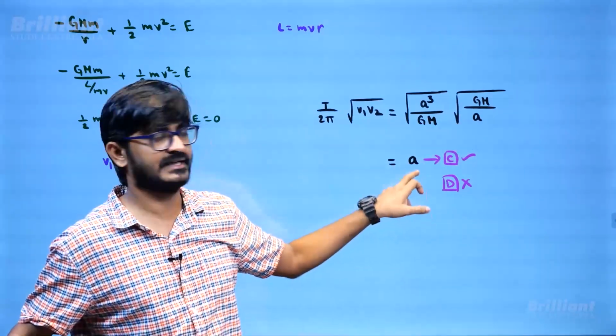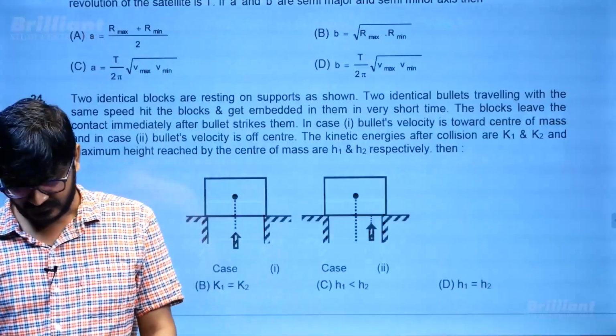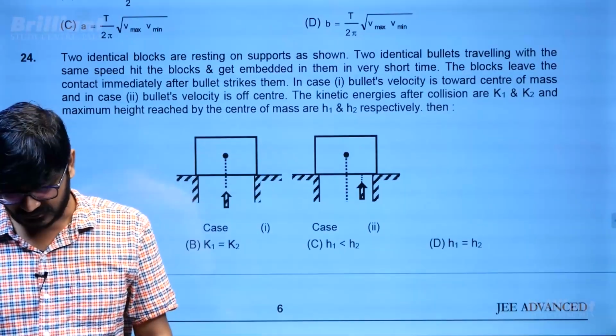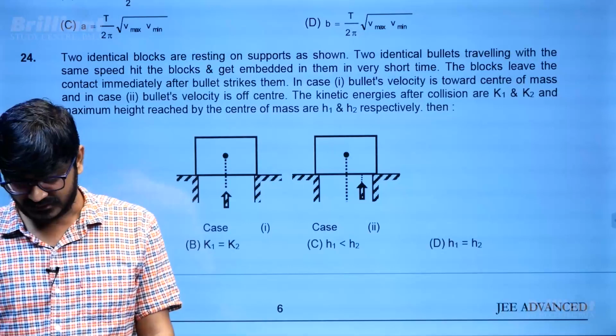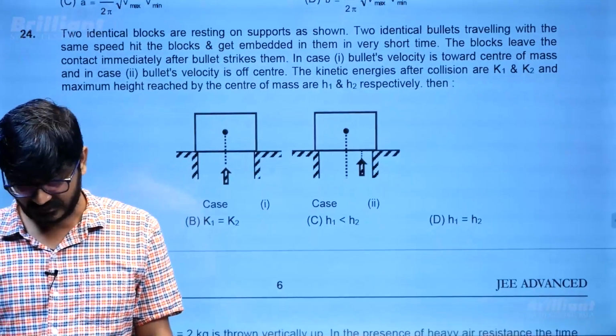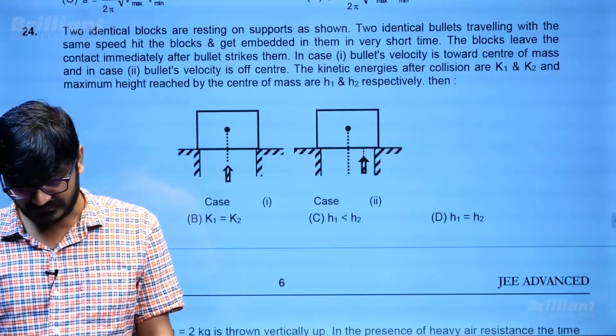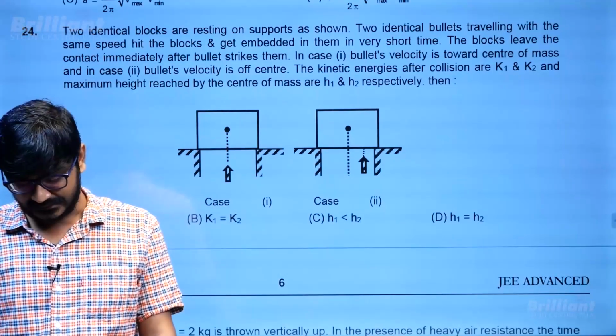So when you do that, you will be getting answer as A, right? Next one: two identical blocks are resting on supports as shown. Two identical bullets traveling with the same speed hit the blocks and get embedded into them in a very short time. The block leaves the contact immediately after the bullet strikes.